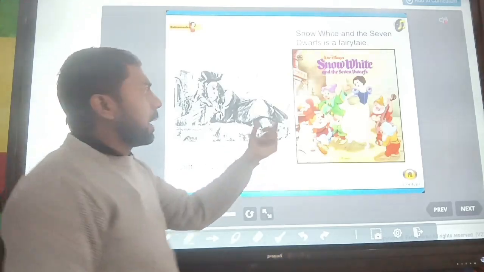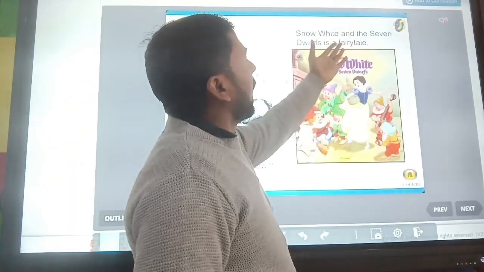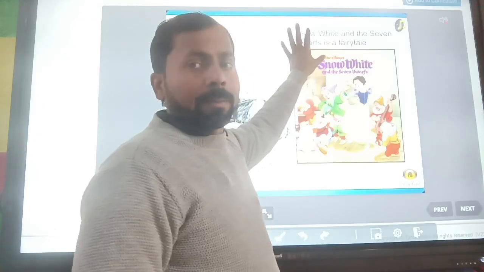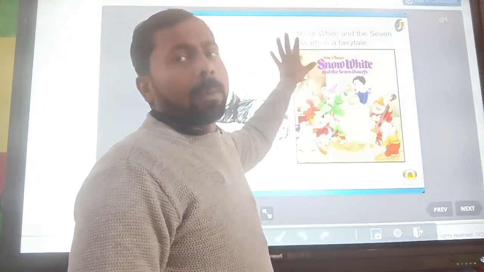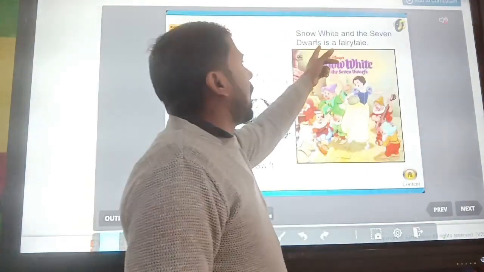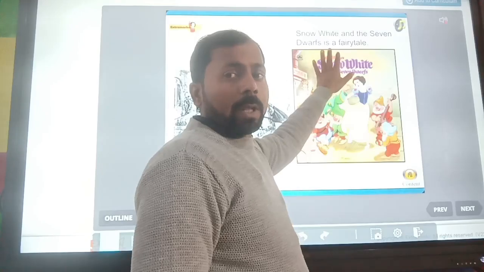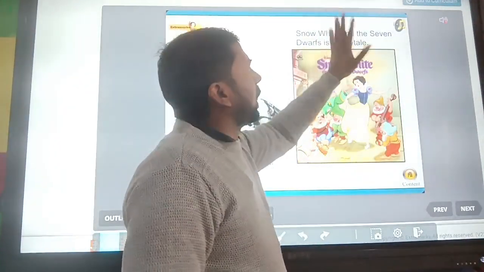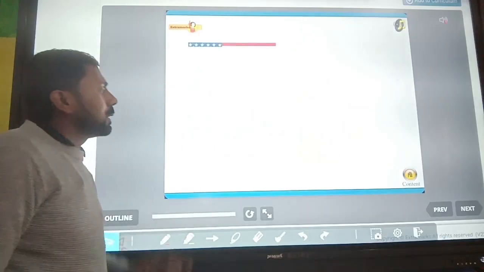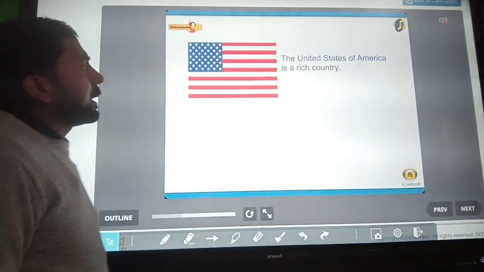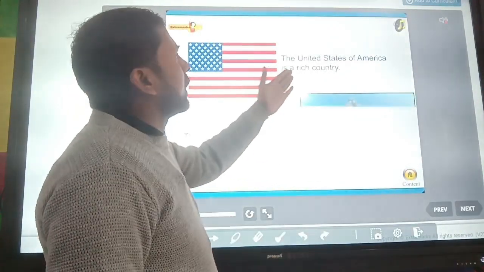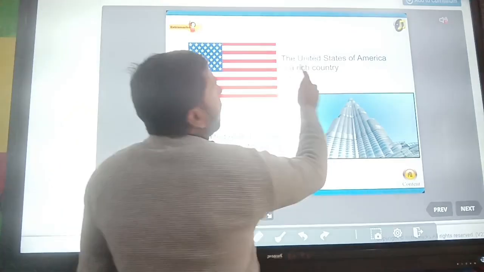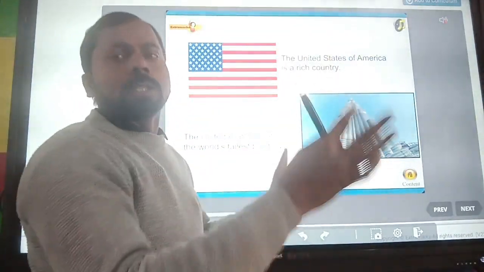Here, the book Snow White and the Seven Dwarfs is a book name and it refers to the singular number. So with these we always use a singular verb. Snow White and the Seven Dwarfs is a fairy tale. Next, the United States of America is a rich country. We are talking about a country, whatever its name.